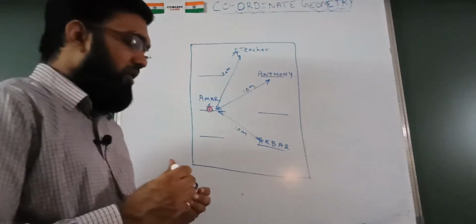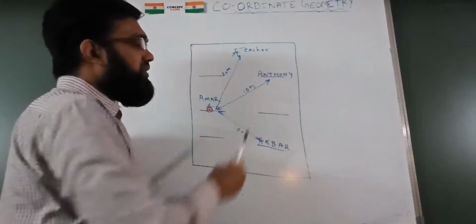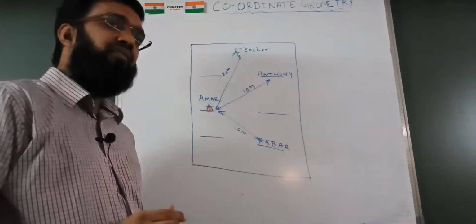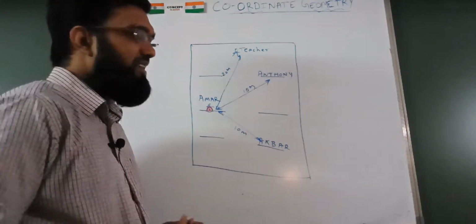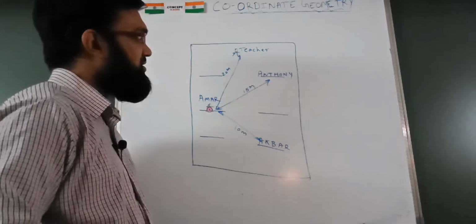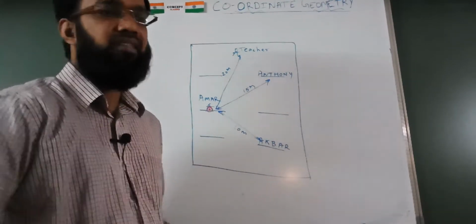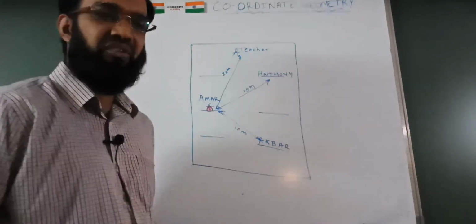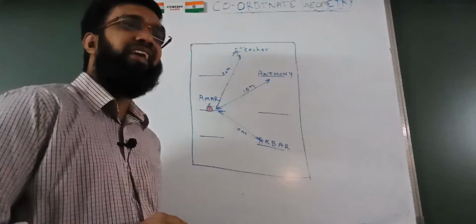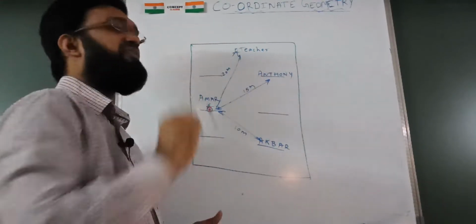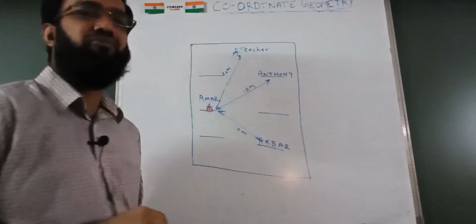Now अब क्या हो गया गड़बड़ यहाँ पे? What is the problem? See, all of them have given answers. Are these answers wrong? No. But are these different? Yes. Each person is giving a different answer for the same question. Question क्या था? Position of Amar. Question के लिए each person is giving different answers. Teacher's answer is different, Anthony's is different, Akbar's is different, Amar's is different.